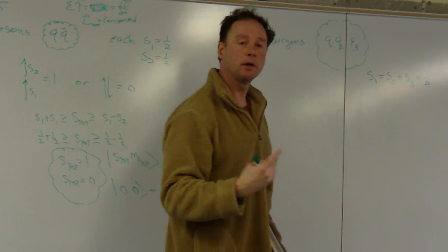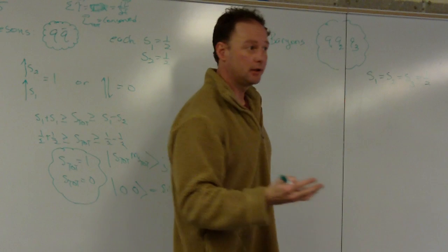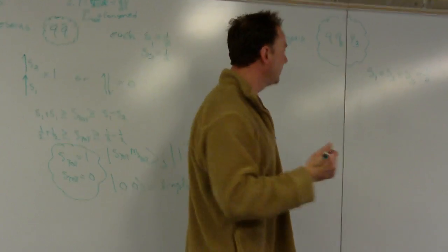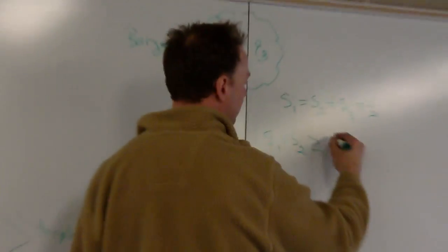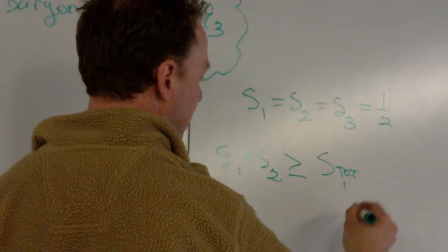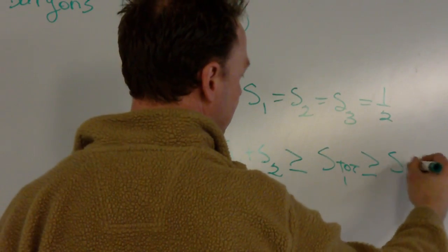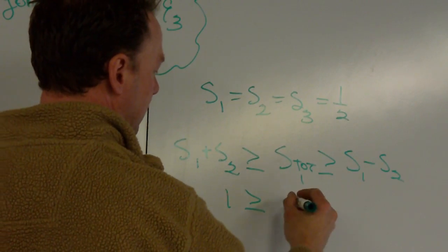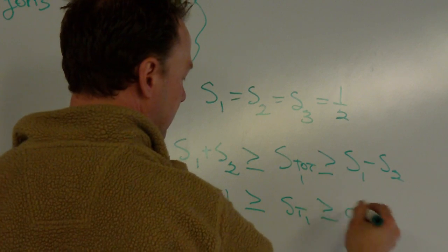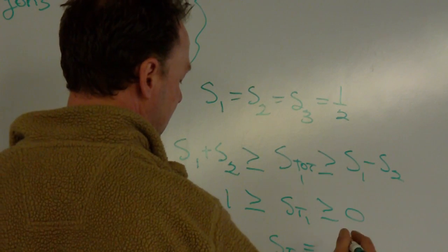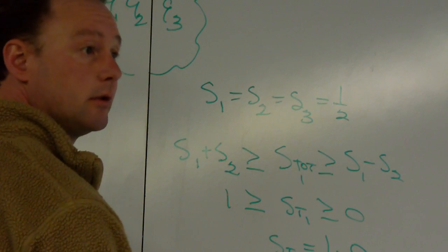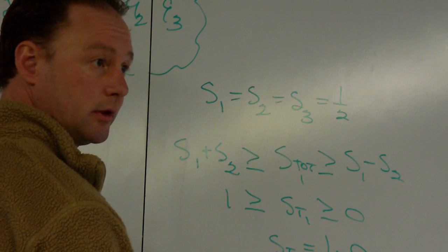So here's one way to do it so that you don't screw up. You can do it in your head and you'll probably get it right, but here's how I do it so I don't screw up. I go, S1 plus S2 is greater than or equal to S total 1, which is greater than or equal to S1 minus S2. So we have 1 is greater than or equal to S total 1, which is greater than or equal to 0. So S total 1 can equal 1 or 0. And then you have S total 2, which is a combination of those two plus a half minus a half.